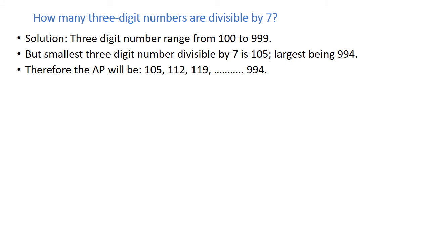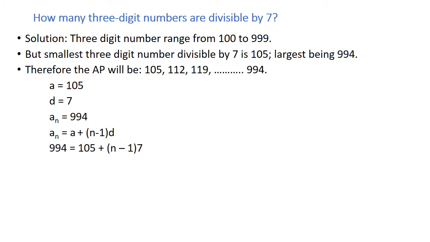Now we have the series, we have an. Look, we have the last term an. Yes, we have to find n. How many digits, how many terms are there? So we'll write down a is equal to the first term 105, d is equal to 7. You can directly write d is equal to 7, because when such a problem comes, divisible by 7, divisible by 4, multiples of 6, whatever they have given in the question, divisible by or multiples of, that is only d. Yes, and an, the last term, is 994. Apply the formula, substitute the values.